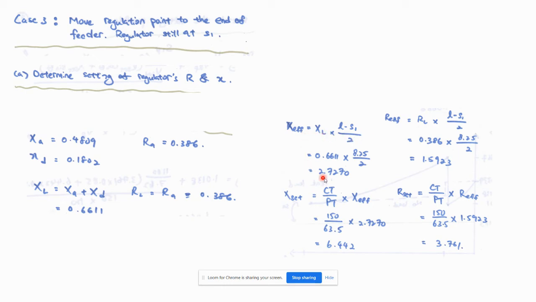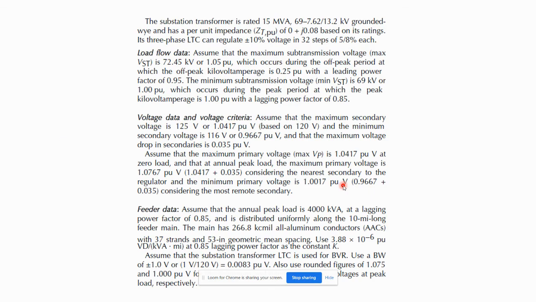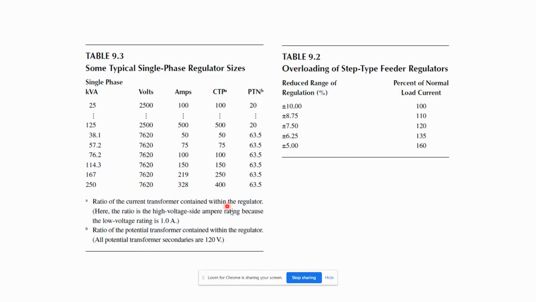If you calculate X effective, you get X effective as this, and the same goes with the R effective, right? You get this. And remember the current transformer and potential transformer ratio that was given to us previously in this table. Now this comes in handy, right? The CT and PT ratio that I'm using is this one, because we are assuming that the single phase regulator size is 100 kVA. So 100 kVA is the most similar to 114, therefore we use these two values.